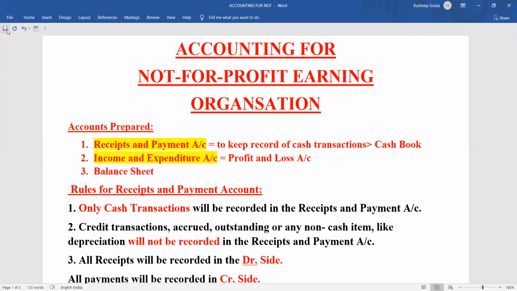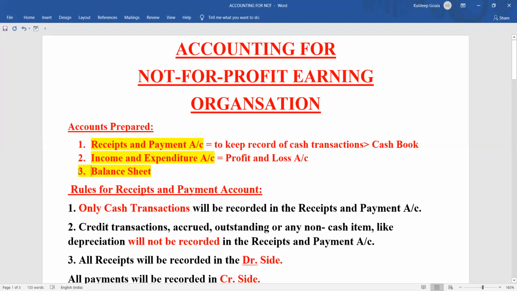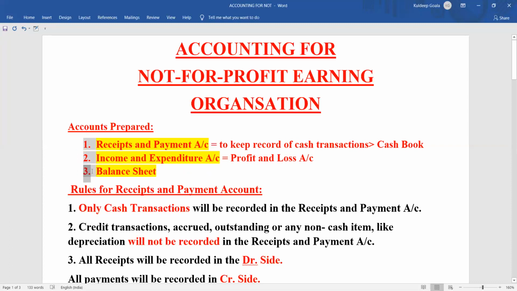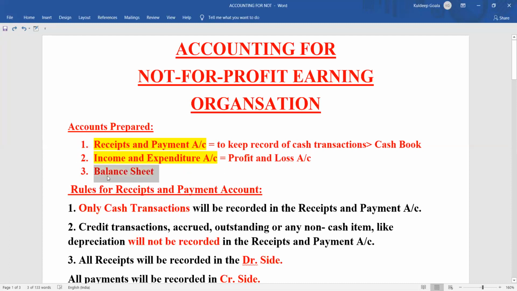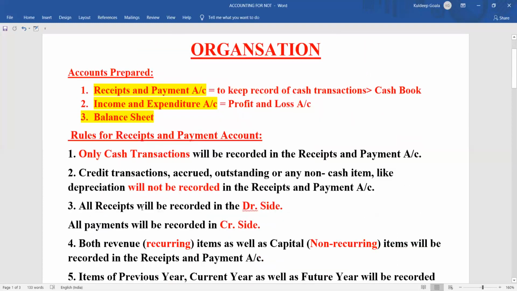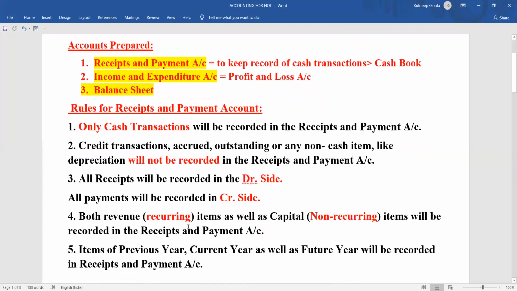Now let's start with the receipts and payment account. We'll be learning about the receipts and payment account first. In the receipts and payment account, basically we'll start with the rules first. We have to know what the basic foundations are in that particular point.